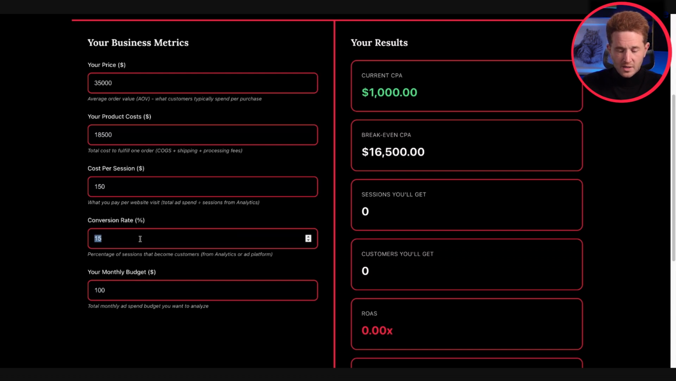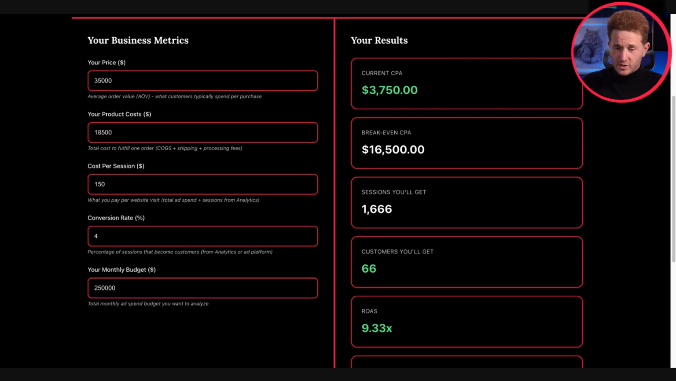My conversion rate, let's say, is 4%. And my monthly budget, let's say, is $250,000. So you look at the results and you see our current CPA based on our conversion rate is $37.50, highlighted in green because green is good, and this means in this scenario we're making money. Your break-even CPA would be $16,500, right? Your total price, like what you charge, minus your cost.